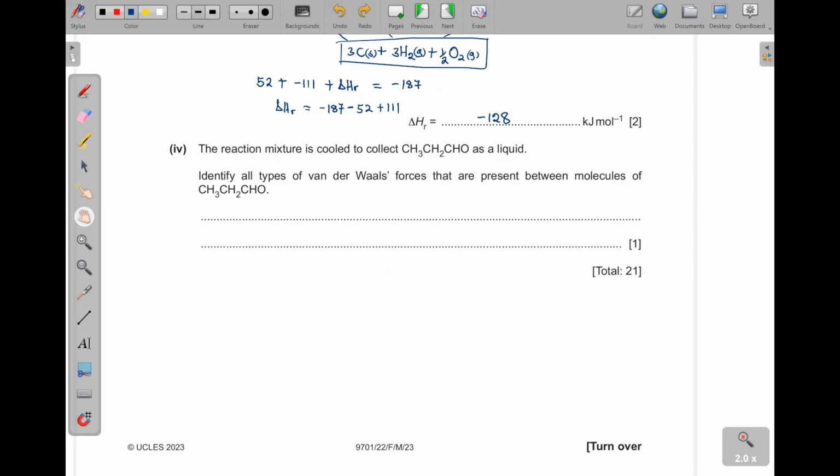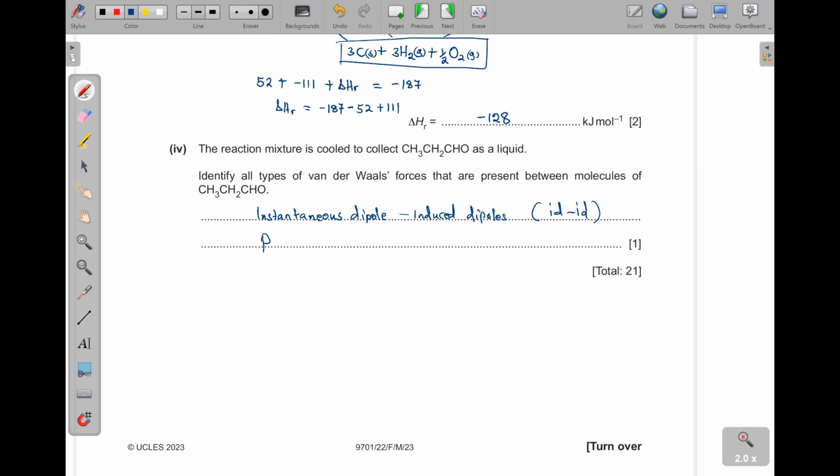Roman 4, the reaction mixture is cooled to collect this one here as a liquid. Identify all types of van der Waals forces that are present between molecules of this one here. Since this one is a molecule, we have the van der Waals forces between the molecules. We call them the instantaneous dipole, induced dipoles. We can even write it as ID-ID. When you write it like that, they give you no problem.